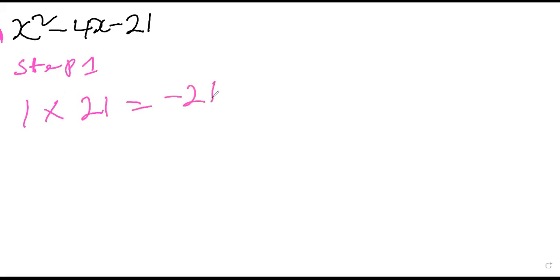And secondly, we're going to look for something else. For the middle term, which is minus 4s, we're going to look for 2 numbers that when you multiply them, they're going to give you minus 21, but when you add or subtract them, they will give you minus 4. So what are these 2 numbers? We're going to figure it out. These 2 numbers, when multiplied, must give the constant, minus 21, and when added or subtracted, must give minus 4.